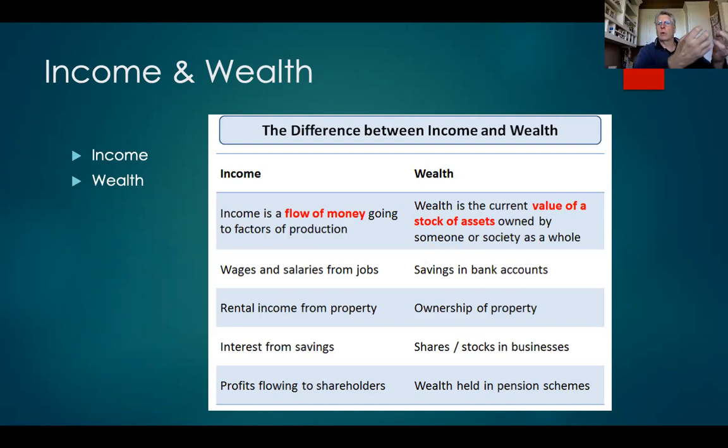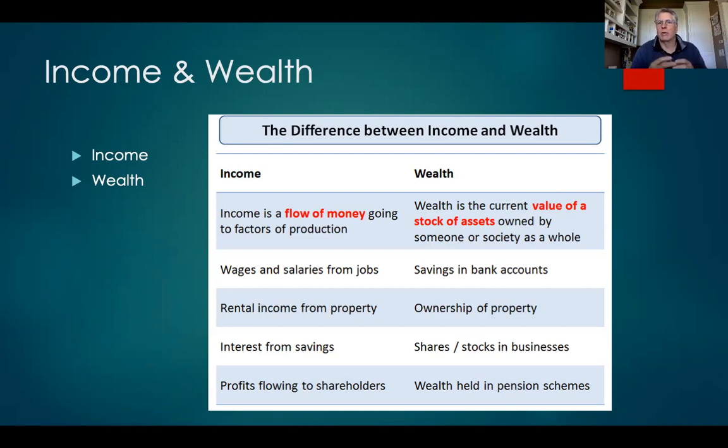So income is what's flowing in to your reservoir, if you will. Wealth is the reservoir itself, right? And whatever you spend flows out on the other side of the dam. Then that either depletes your wealth, based on inflow and outflow, or it raises your wealth. So wealth is the current value of the stock of assets, not stocks and bonds, but it includes that, of assets that are owned by someone or a society as a whole.